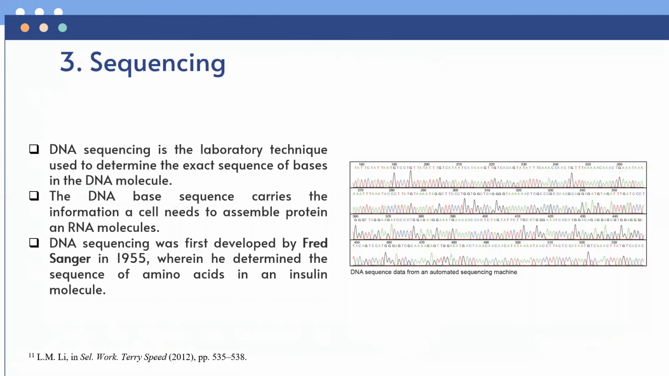The third technique in biomedical biotechnology is DNA sequencing. DNA sequencing is the laboratory technique used to determine the exact sequence of bases in the DNA molecule. The DNA base sequence carries the information a cell needs to assemble protein and RNA molecules. DNA sequence information is important to scientists investigating the function of genes. The technology of DNA sequencing was made faster as a part of the Human Genome Project.